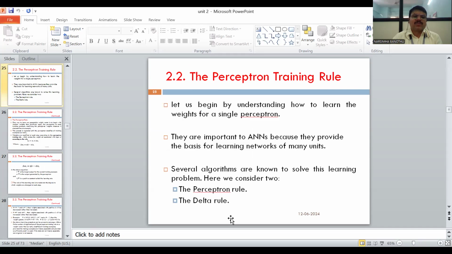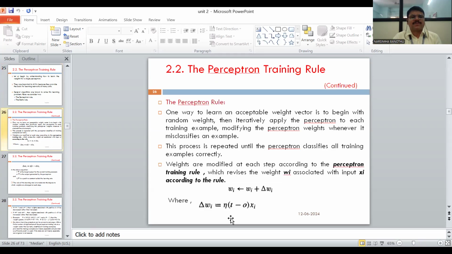The perceptron training rule. So we have to discuss about this now. It is very important. Let us begin by understanding how to learn these weights for a single perceptron. They are important to artificial neural networks because they provide the basis for learning networks of many units, right? So several algorithms are known to solve these learning problems. We consider two. First one is the perceptron rule. Second one is the delta rule.